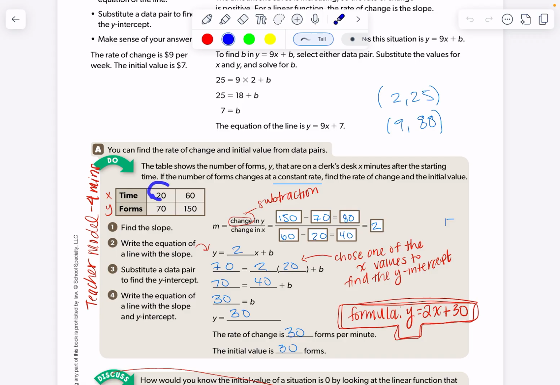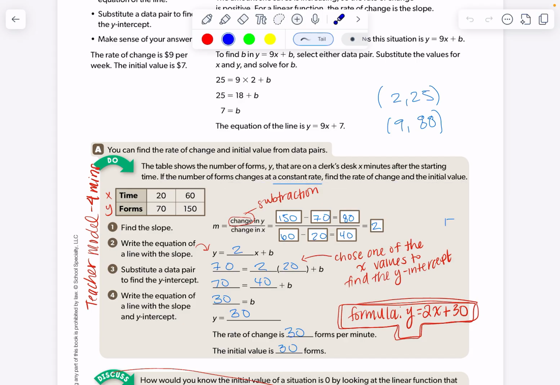However, 20 minutes into her day, she has 70 forms on her desk. And then 60 minutes into her day, she has 150 forms. So you can only imagine 5 hours into her day, she's probably going to be swamped with forms, right? If the number of forms changes at a constant rate, find the rate of change and the initial value.